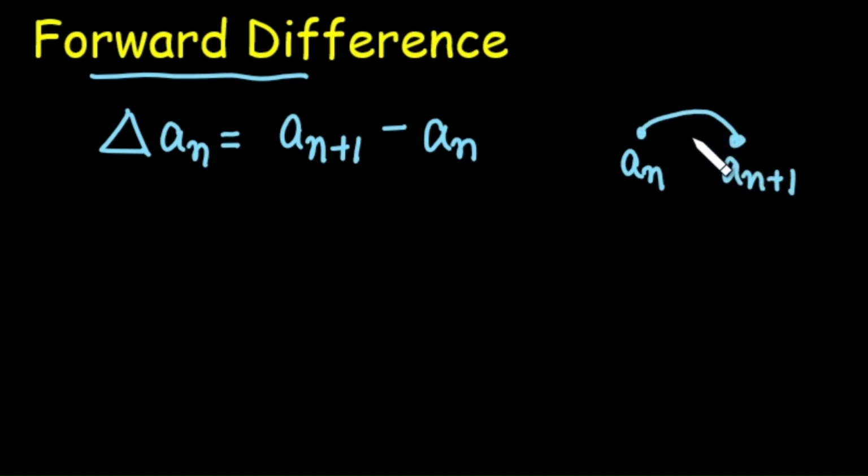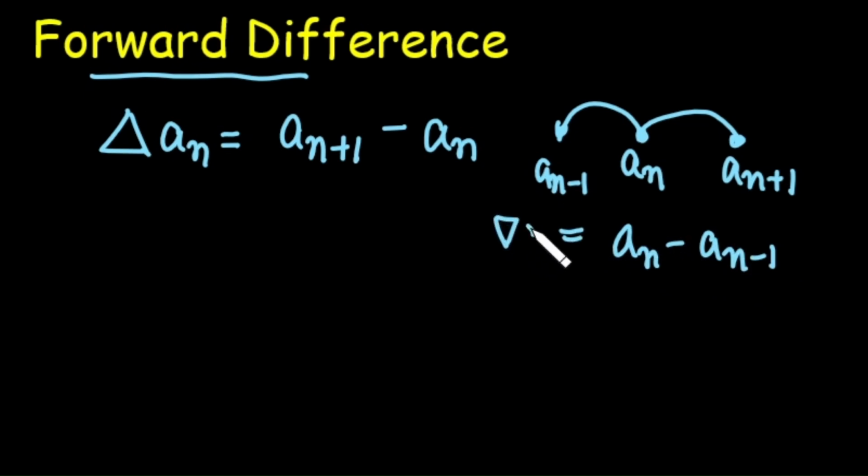Similarly, we have the backward difference as well. Backward difference means if I am standing at an, we need to move back, that will be an minus 1, and then take its difference. That gives you the backward difference. But we just need the forward difference, not the backward difference.